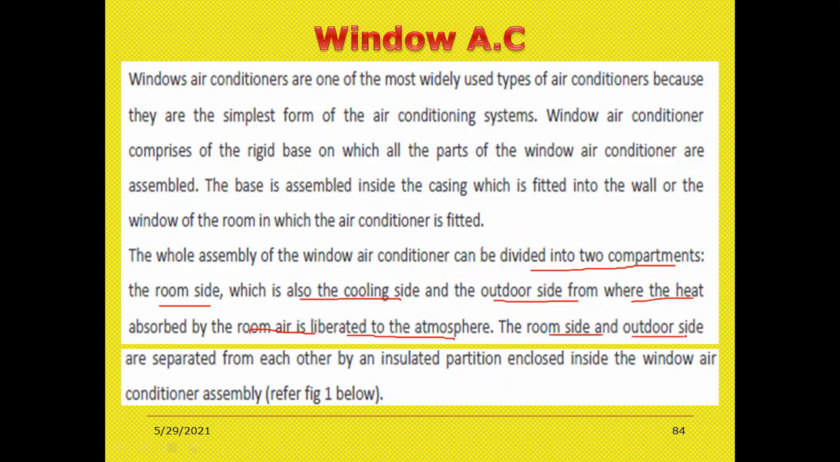The room side and the outdoor side are separated from each other by an insulated partition enclosed inside the window air conditioner. If you see the exposed view, or the inner view of any window air conditioner, it consists of two components, two lobes, partitioned by a hard material. One half is inside the room where you get the cooling effect. The other half is outside the room where heat is transferred from inside to outside, that is the evaporator place. Once you see the exploded view, or the inner view of any window AC, then you can come to know how it is acting, right? So we see some figures so that you can understand how the window AC works.